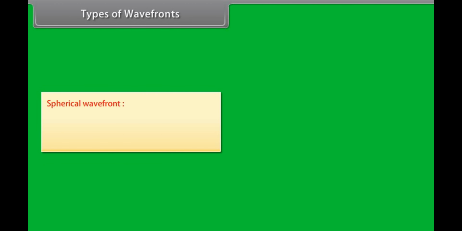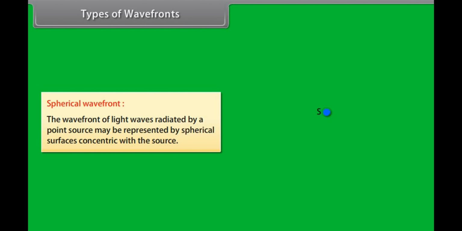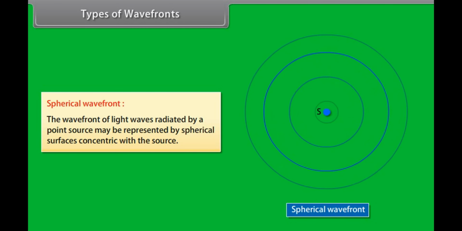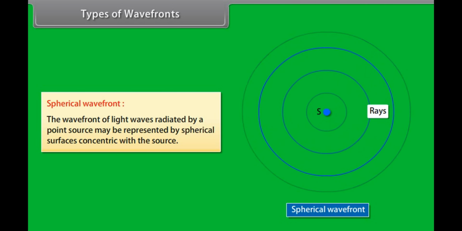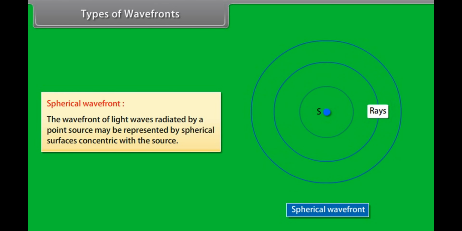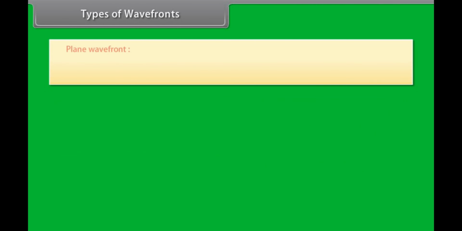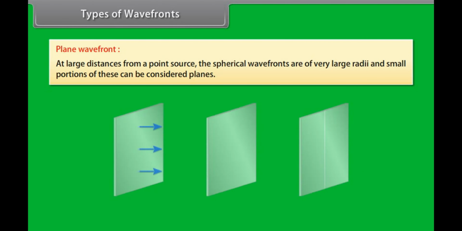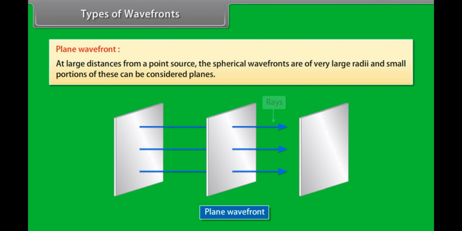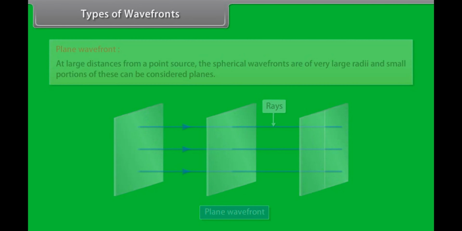There are different types of wave fronts which are given as spherical wave front. The wave front of light waves radiated by a point source may be represented by spherical surfaces concentric with the source. Plane wave front. At large distances from a point source, the spherical wave fronts are of very large radii and small portions of these can be considered planes.